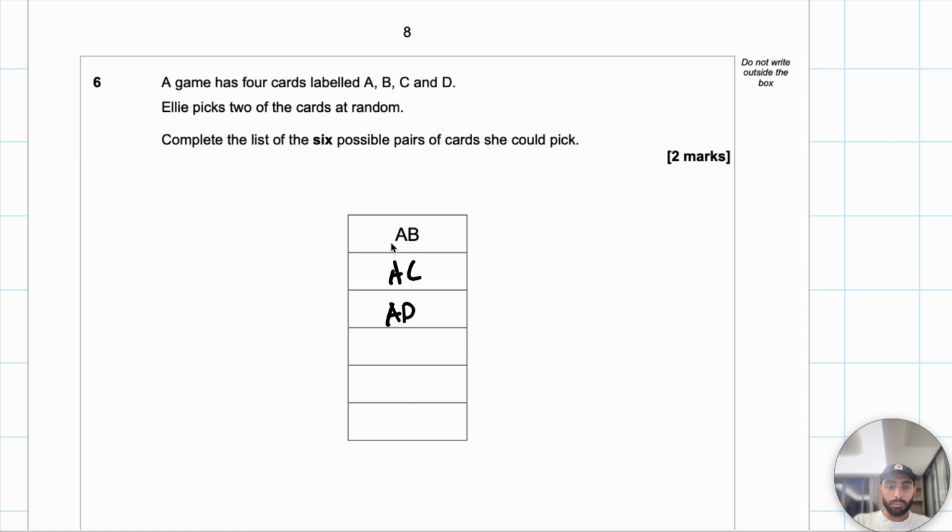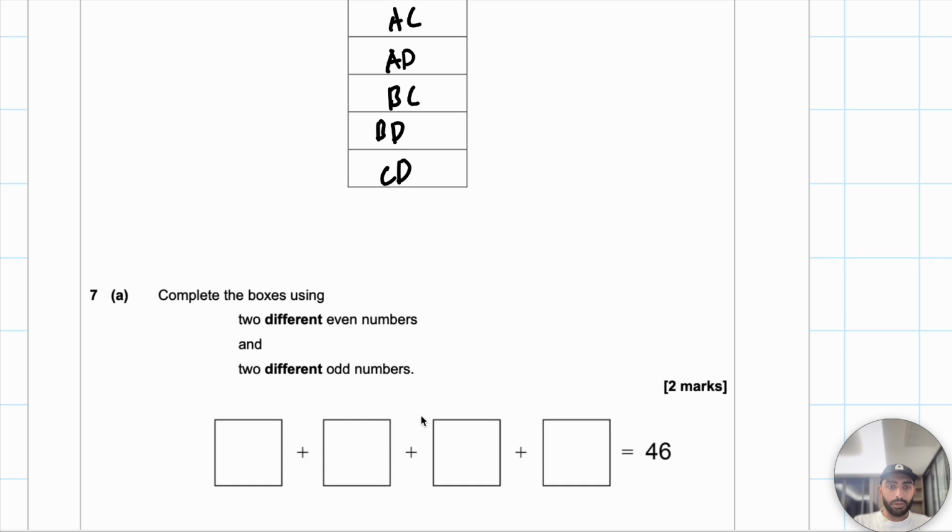Then we could have BA, but we've already got BA. You can't have BB because you can't have the same card repeating. Next one would be BC and BD. Then you could have CA. CA is already taken. CB is already taken. CD is not taken, so that would be the last one. DD would not work because it's the same card.